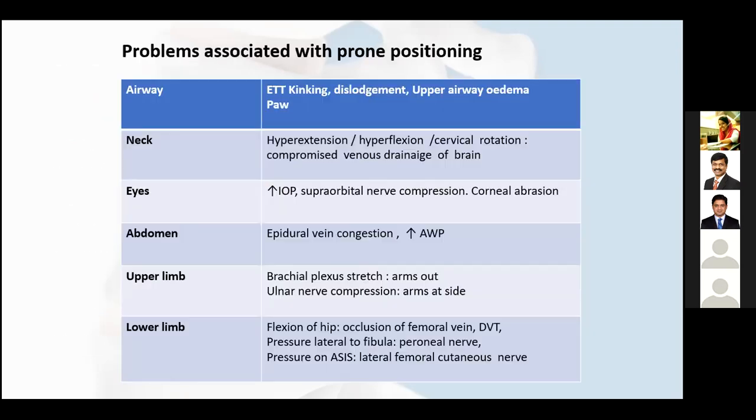Actually, we use a soft sponge with a mirror underneath it, so that you can visualize the eyes, nose, and everything. And it's always better to use a flexometallic tube. As soon as you turn to prone position, always check the airway pressure and the hemodynamics. Okay. Good.